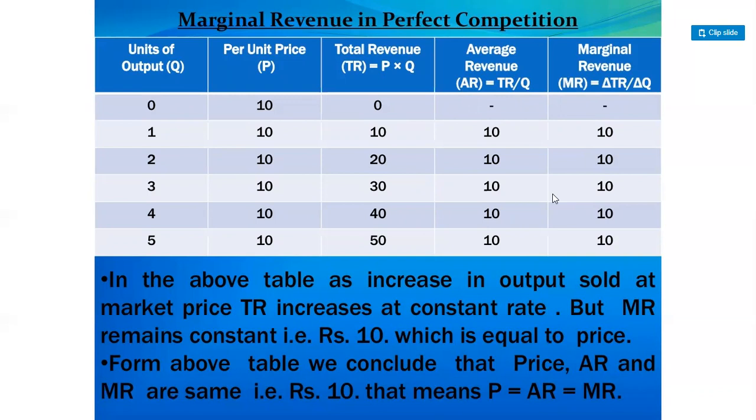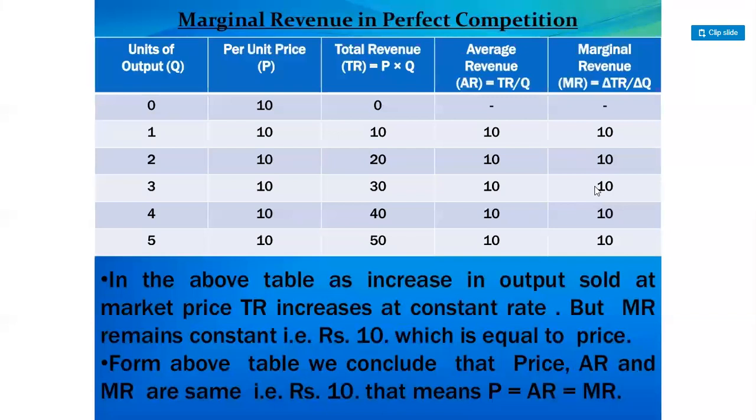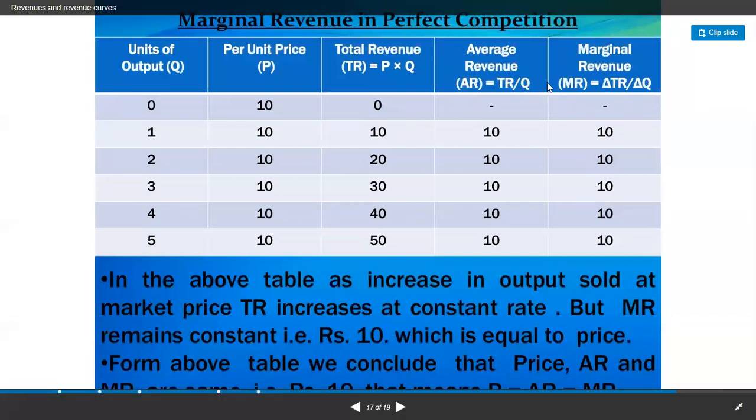For marginal revenue, we subtract: 20 minus 10, we get 10; directly we get 10 here. 30 minus 20, we get 10. So here what happened? We can say AR equals MR equals price.